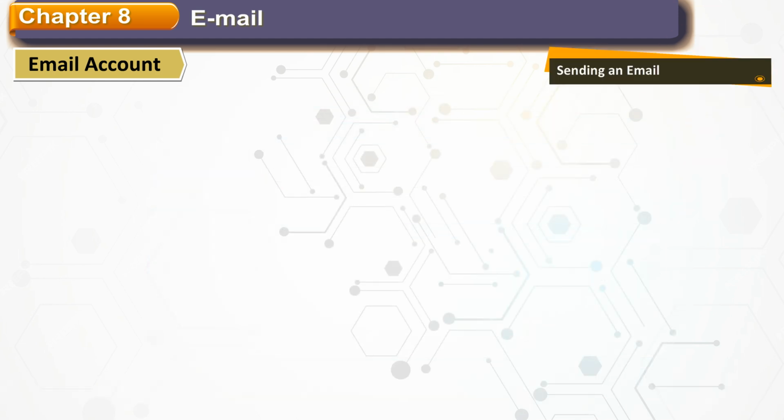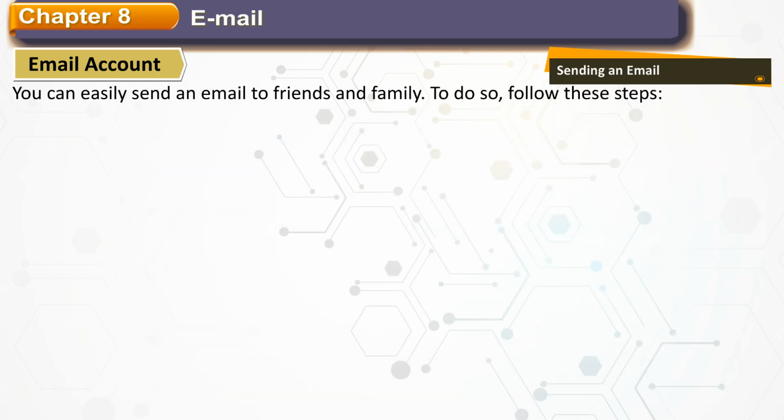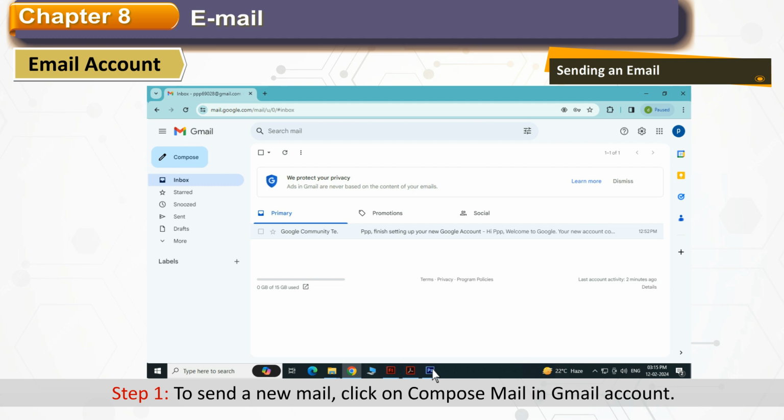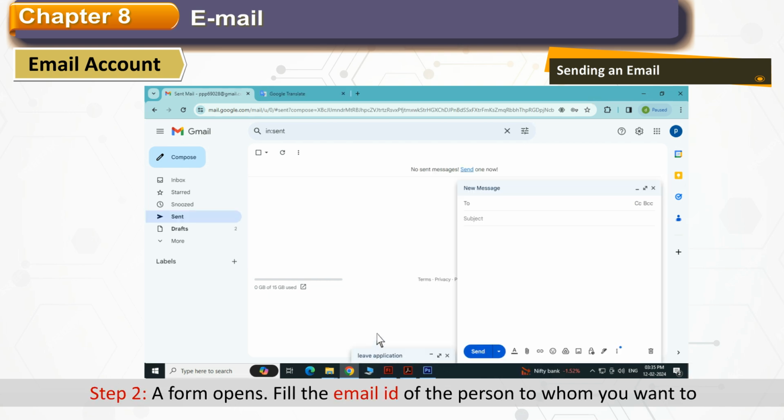Sending an email. You can easily send an email to friends and family. To do so, follow these steps. Step 1. To send a new mail, click on Compose Mail in Gmail account. In some websites, it is named as New also. Step 2. A form opens.